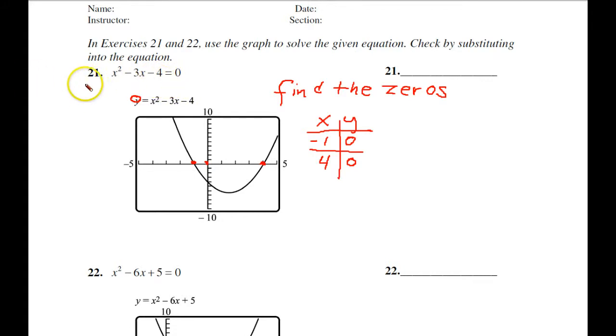So let's factor this now. x, 4, 1. And our middle sign is negative, so this is a negative and this is a positive. And that will equal 0. Now when we solve it, this x is going to be -1, and this x is going to be +4. A -1 and a +4.